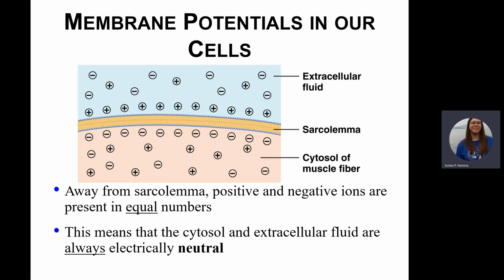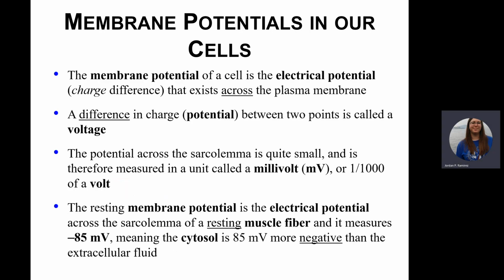All right, so away from the sarcolemma, positive and negative ions are present in about equal numbers. This means that the cytosol and the extracellular fluid are always electrically neutral. The membrane potential of a cell is the electrical potential or charge difference that exists across the plasma membrane. A difference in charge or potential between 2 points is called a voltage. The potential across the sarcolemma is quite small and is therefore measured in a unit called a millivolt, or 1/1000th of a volt. So the resting membrane potential is the electrical potential across the sarcolemma of a resting muscle fiber, and it measures right around negative 85 millivolts.